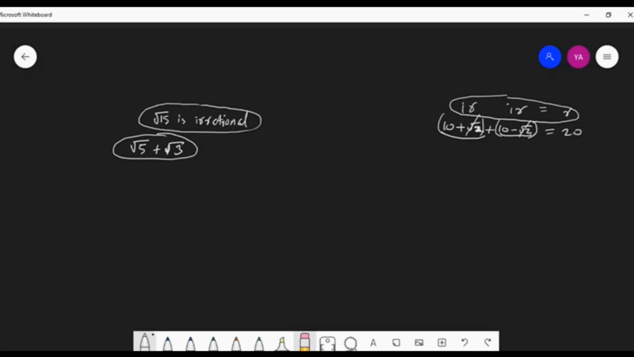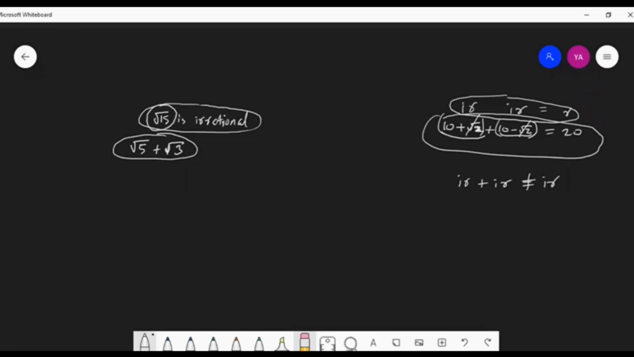Most of the case the sum will be irrational itself. Irrational plus irrational will be irrational itself. But in some case like this, the sum may be rational number. So we cannot say irrational plus irrational is equal to irrational. Please note it. We cannot say this. Not always.